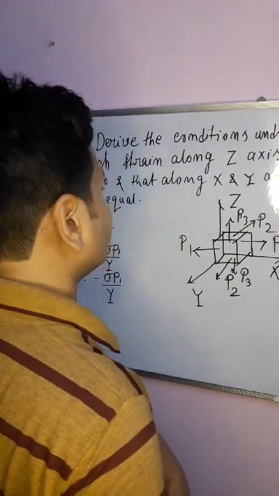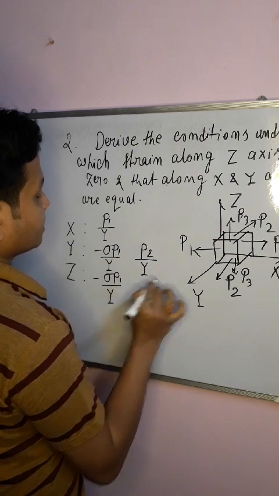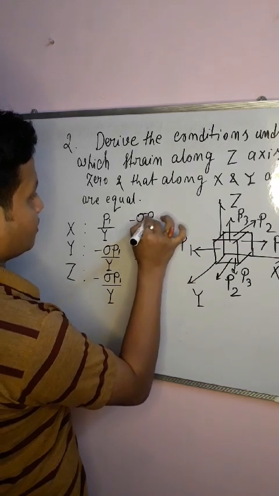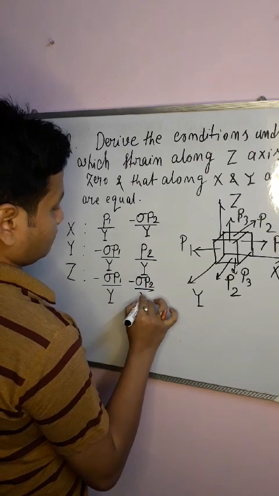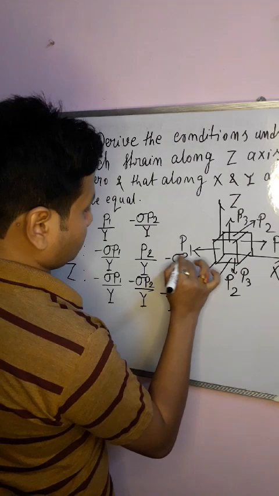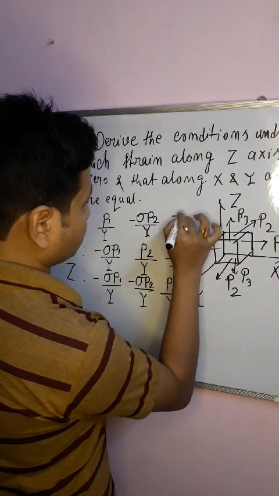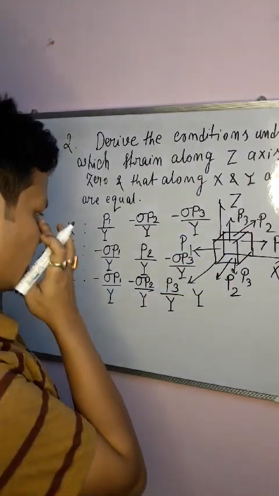Now similarly, P2 force is acting along y axis, so extension along y axis is this and contraction along the other axes is this, and P3 force acts along z axis, so extension is P3 by Y, and contraction is minus sigma P3 by Y.